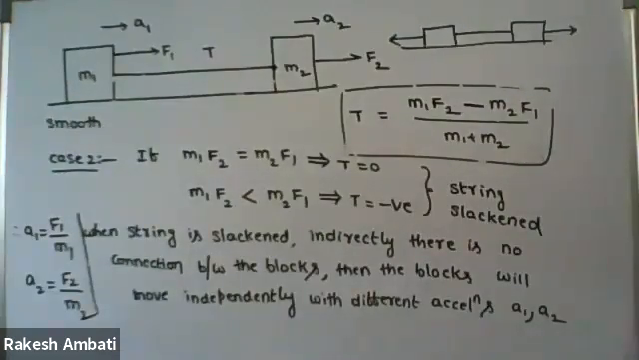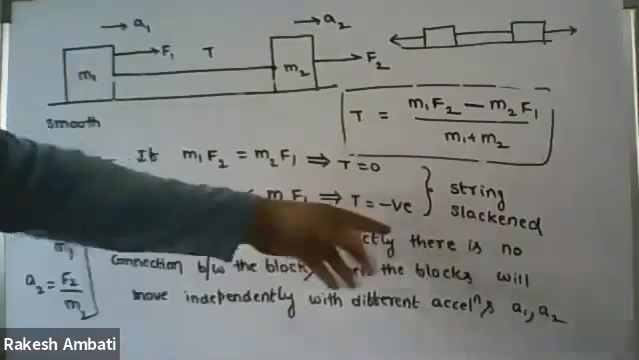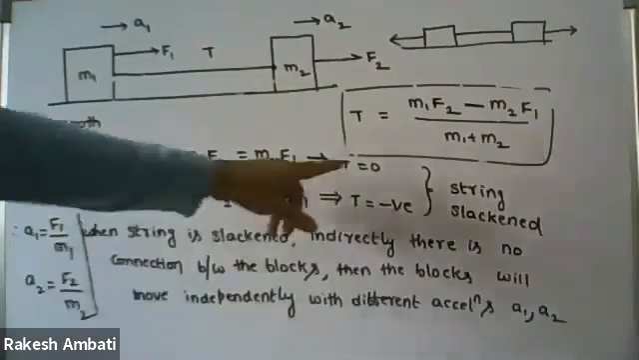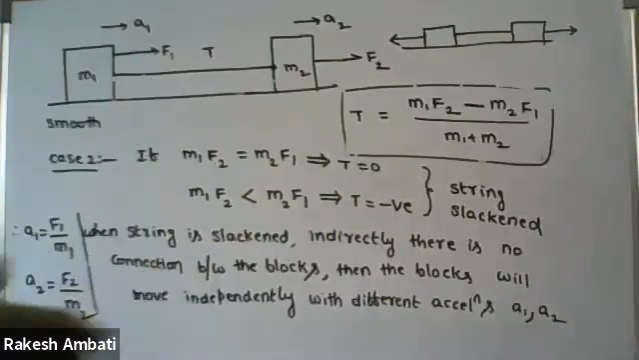So, if the string is slackened, how can there be any tension force between them? Tension force can be zero, I understand, but negative tension force means what? It means the reverse of tightening, the slackened case only. Is the string taut or slackened? Slackened. Tension force 0 or negative means the string is slackened.